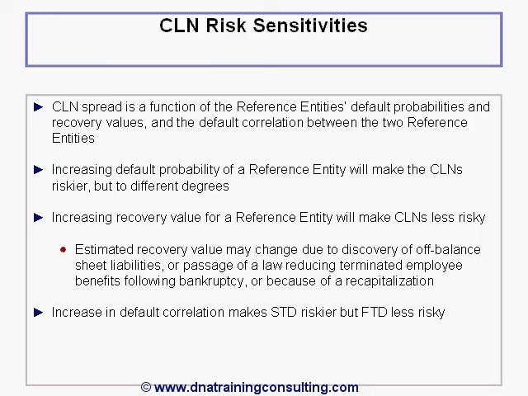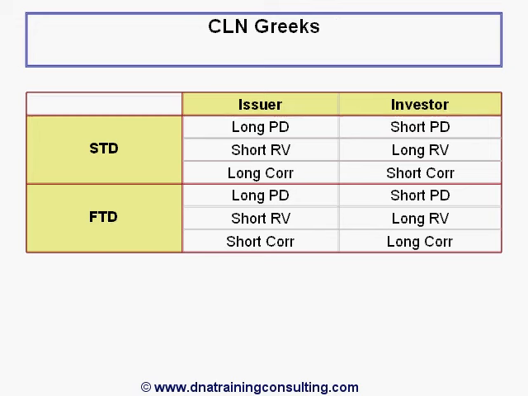Using the trader terminology of long and short, where being long a risk factor essentially means that you have a gain if that risk factor increases, while being short means you would have a loss if that risk factor increases, we can draw a table to summarize the exposure of each CLN to the three risk factors we have identified: PD, RV, and correlation.